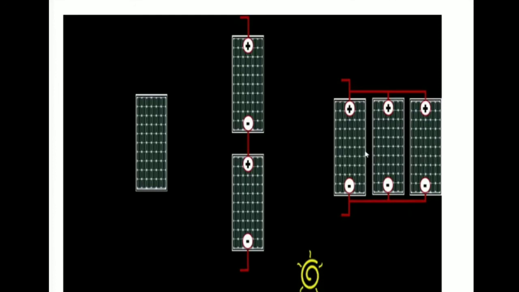Now we can have series-parallel combinations also, according to the voltage requirement, current requirement as well as power requirement. So these are the topics on solar cell, then module, array, etc. and how they are being connected.